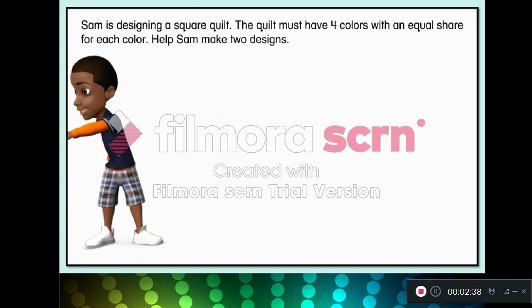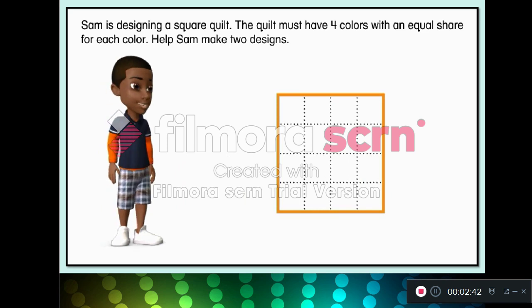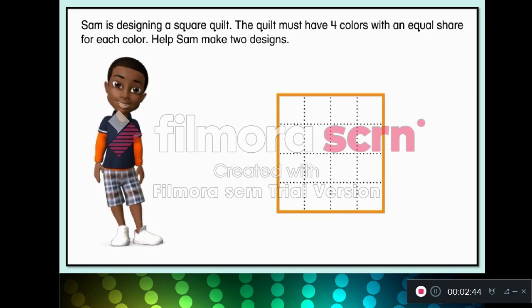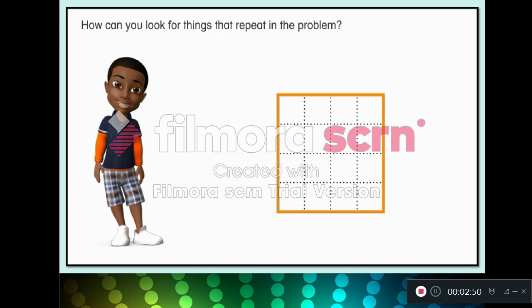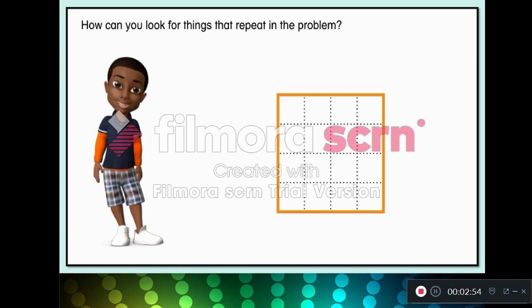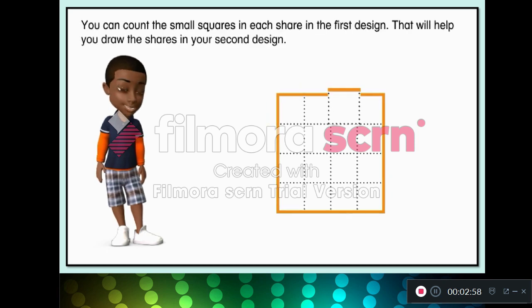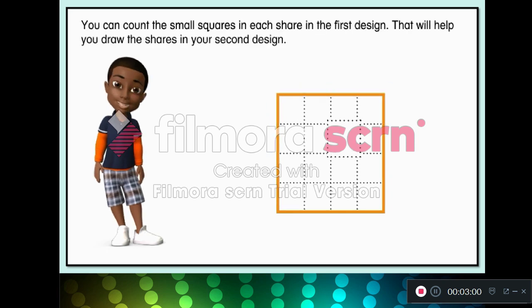Sam is designing a square quilt. The quilt must have 4 colors with an equal share for each color. Help Sam make 2 designs. How can you look for things that repeat in the problem? You can count the small squares in each share in the first design. That will help you draw the shares in your second design.